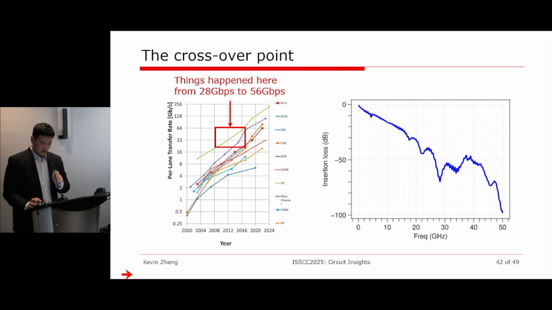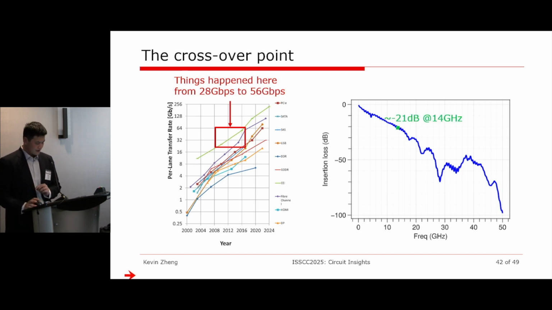If I look at this representative channel on the right, at 28 gigabits per second, this is the Nyquist frequency we talked about. It's about 20 dB loss. It's a reasonable loss. People can still reliably recover the signal at the output of the channel.